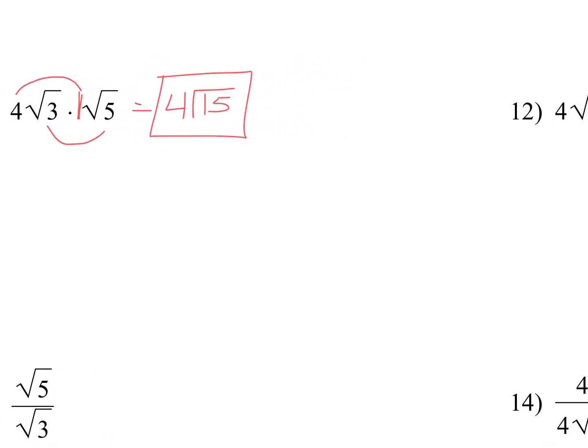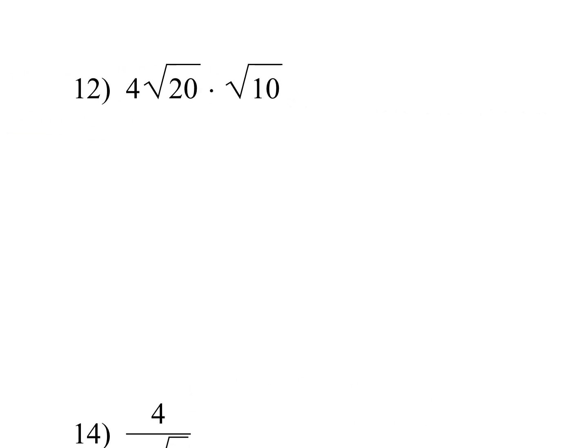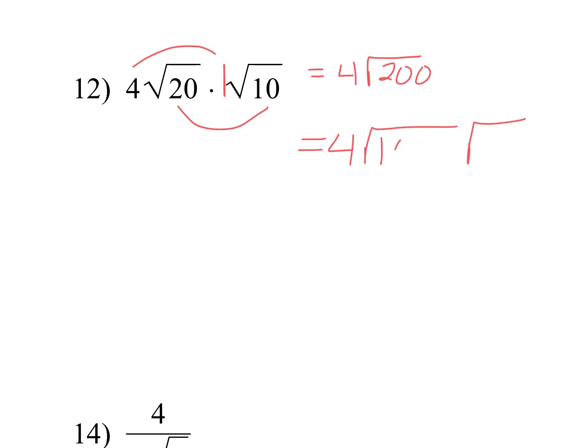Number 12. What do I need to do? Yep, 1's technically in front, so multiply your whole numbers. And then multiply your radicals. See if you can simplify 200. You could have done 25 and 8, but you could go farther. What's a perfect square that goes into 200? 100. And then the leftovers are 2.